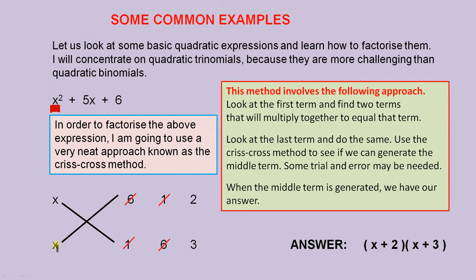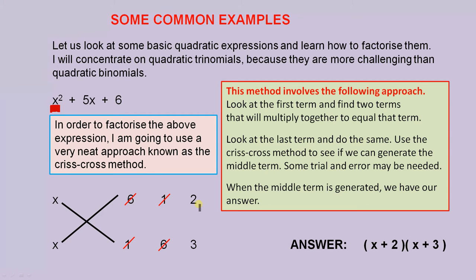6 times x is 6x. 1 times x is 1x. 6x plus 1x is 7x. That does not generate the middle term. That's why I have crossed them off. They are not suitable. In a similar fashion, we can have 1 and 6 in a different order, and they are definitely not suitable.